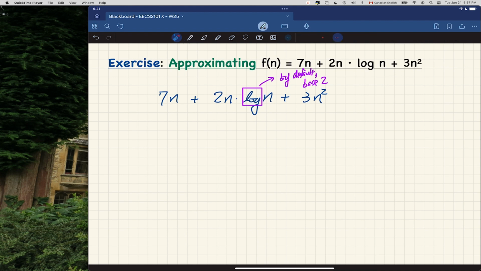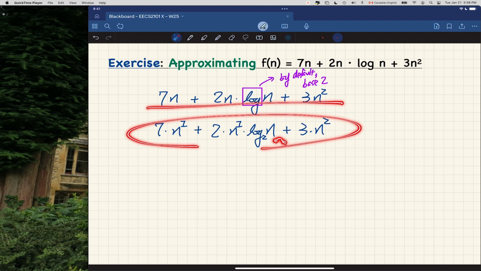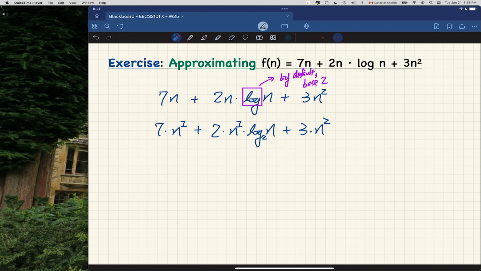Now let's rewrite this function slightly, by considering more precisely the power for each term. Once we are very explicit about the exponent, we can choose the highest power correctly. So this is 7 times n to the power of 1, plus 2 times n to the power of 1 times log n (of course, if you want to put log base 2 here, that's also fine), plus 3 times n to the power of 2. This is what's given, and this is how you should think of it precisely. Of course, if you're good at math, you might be able to choose the right one anyway, but I'm just trying to show you the process here.